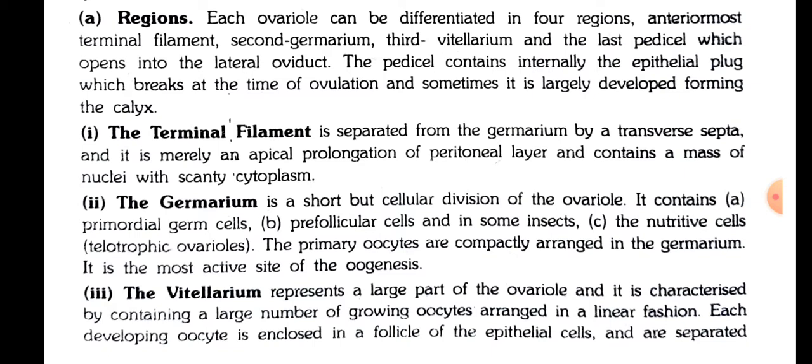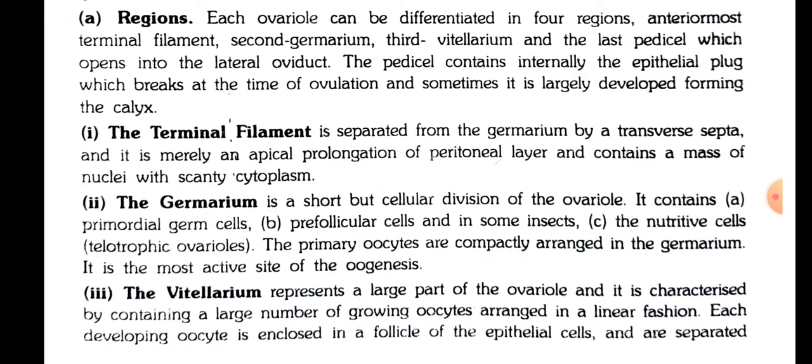Second region, the germarium. The germarium is a short but cellular division of the ovariole. It contains primordial germ cells, profollicular cells, and in some insects the nutritive cells. The primary oocytes are compactly arranged in the germarium. It is the most active site of oogenesis.